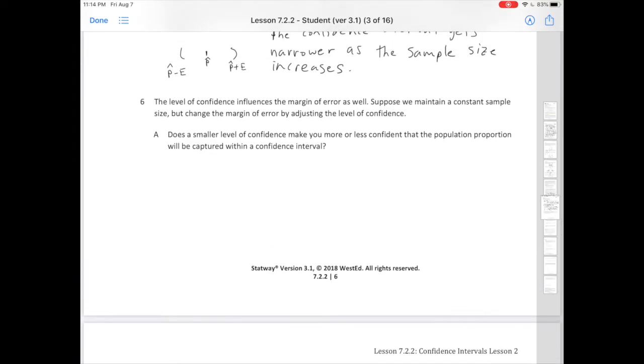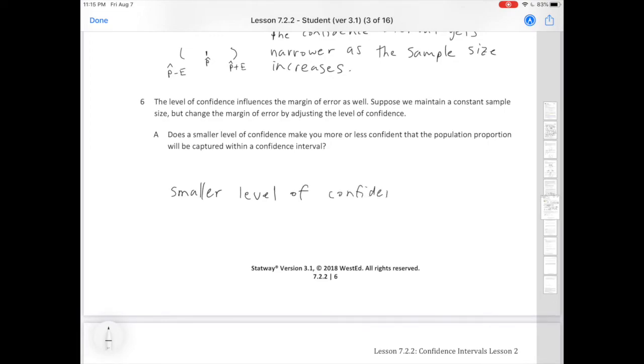Let's look at number 6 now. The level of confidence influences the margin of error as well. Suppose we maintain a constant sample size but change the margin of error by adjusting the level of confidence. Does a smaller level of confidence make you more or less confident that the population proportion will be captured within a confidence interval? So think about this, right? Smaller level of confidence, of course, is going to make you less confident, right? I mean, that's like right in the name, isn't it?